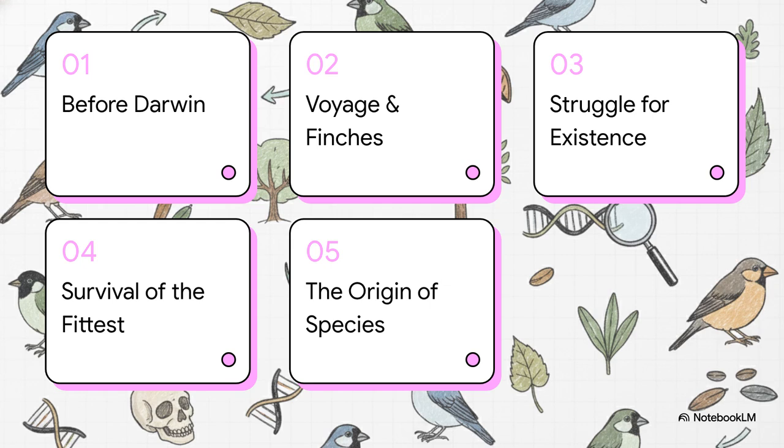Okay, let's dive into our roadmap. First, we'll look at before Darwin and acquired variations. Second, the voyage and the finches. Third, the struggle for existence. Fourth, survival of the fittest, and finally, the origin of species.